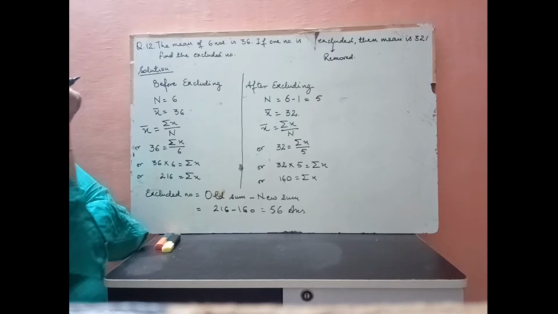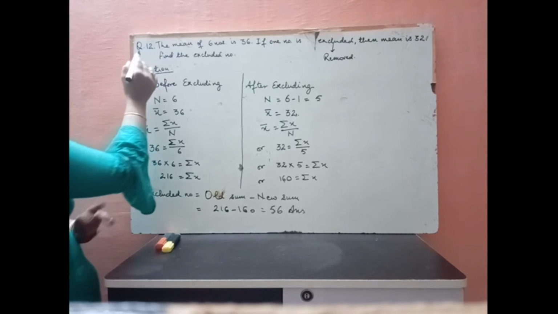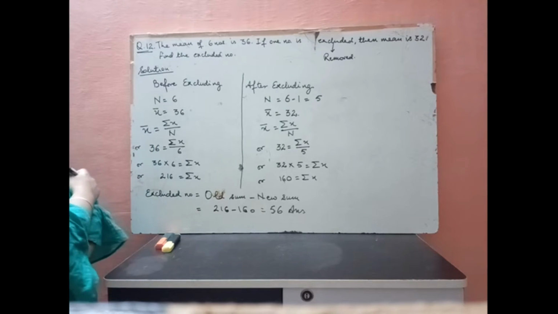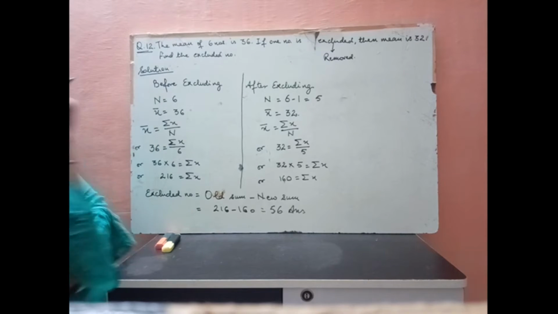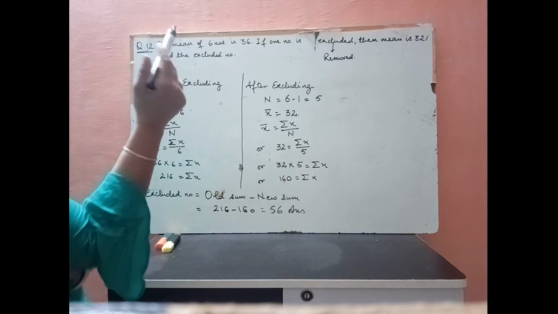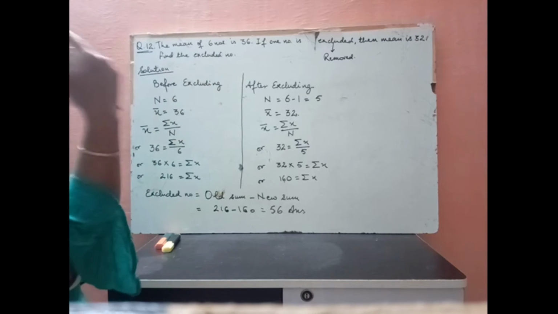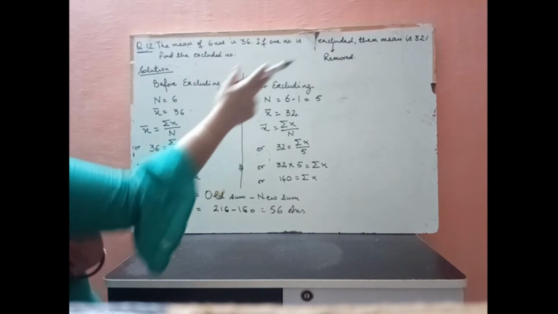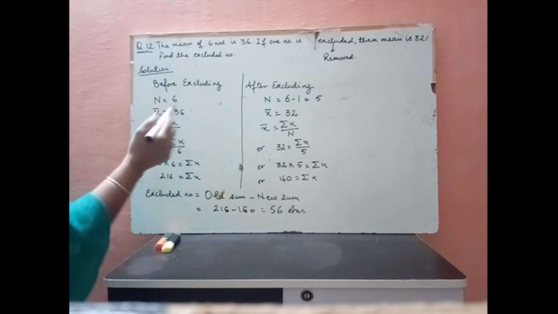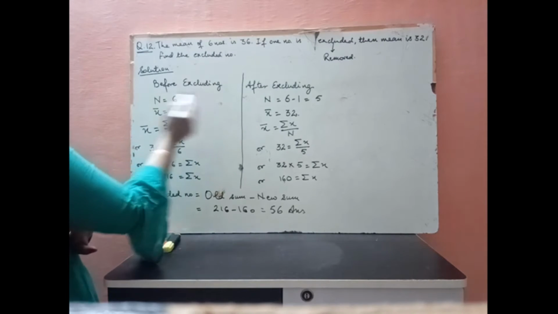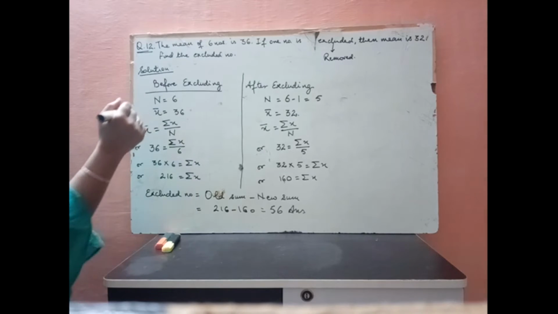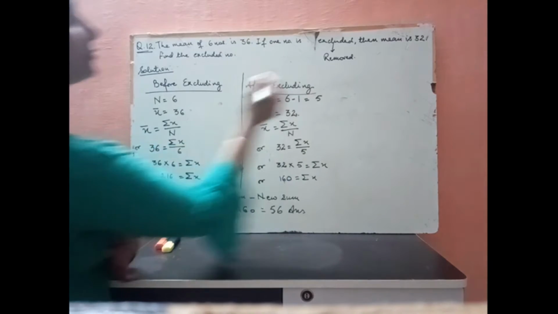Let's move to our next type of question. Question number 12. The mean of 6 numbers is 36. If one number is excluded, that means we have removed one number from here, then the mean is 32. Now 2 cases are there. One case is before removing the number and one case is after removing the number.